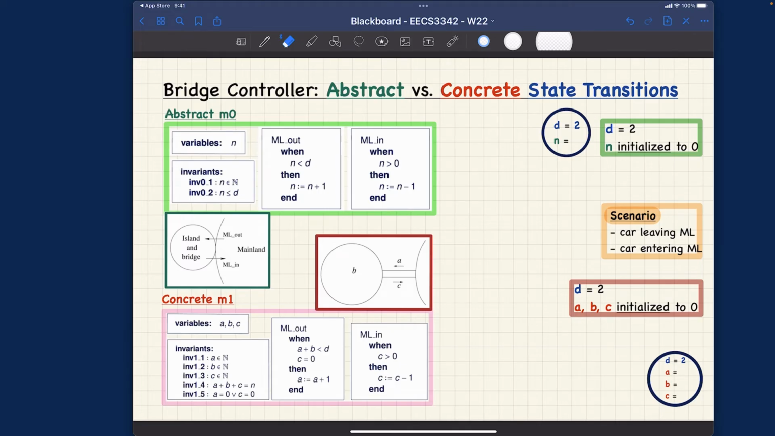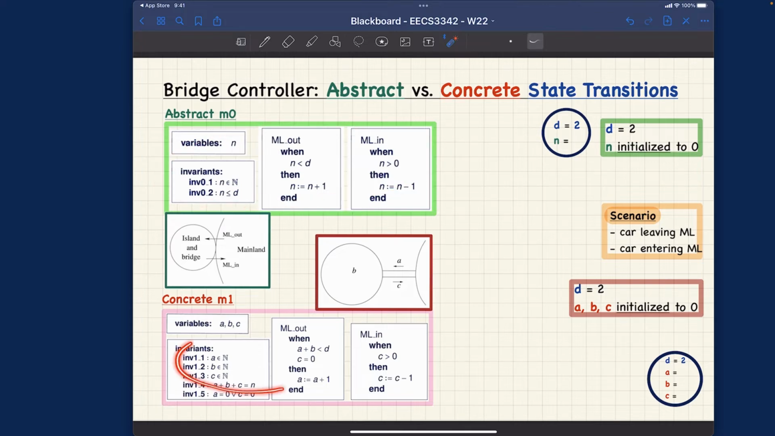So we walked you through the derivation process of the guards of the two concrete events. Let's now set the context, and then I would like to do one complete illustration visually, just to show you how you can compare the state transitions between the concrete states and also the abstract state that must be consistent with each other. So here we've got our abstract model M0 over here.